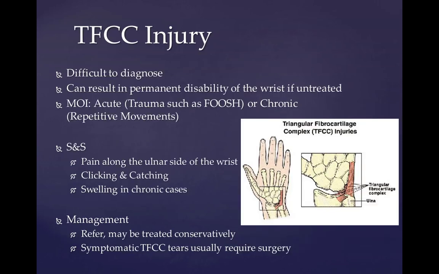The TFCC, or the triangular fibrocartilage complex, has a substantial risk for injury and degeneration because of its anatomical complexity and multiple functions. Application of an extension pronation force to an axially loaded wrist, such as on a fall to an outstretched hand, causes most of the traumatic injuries to the TFCC.